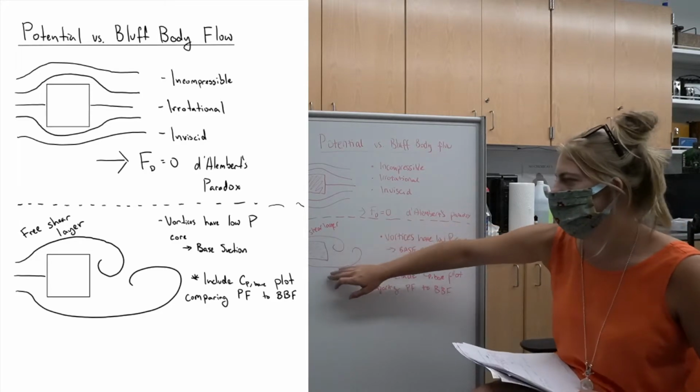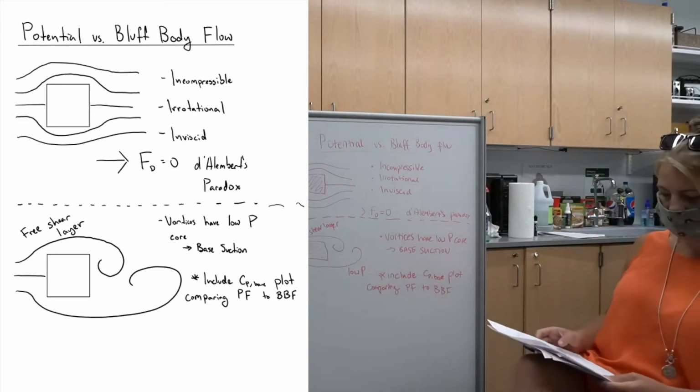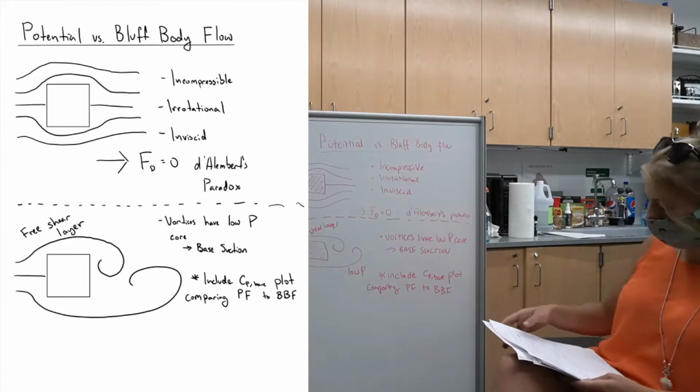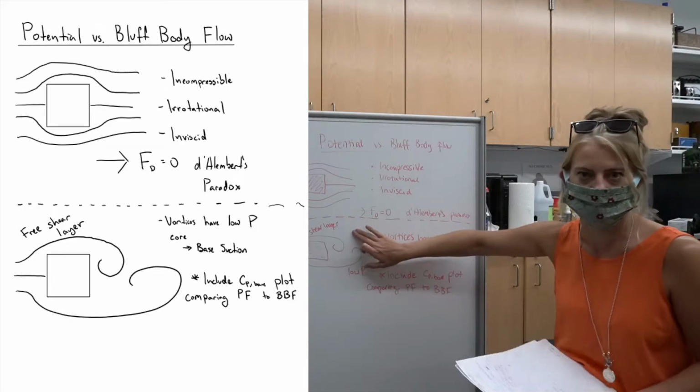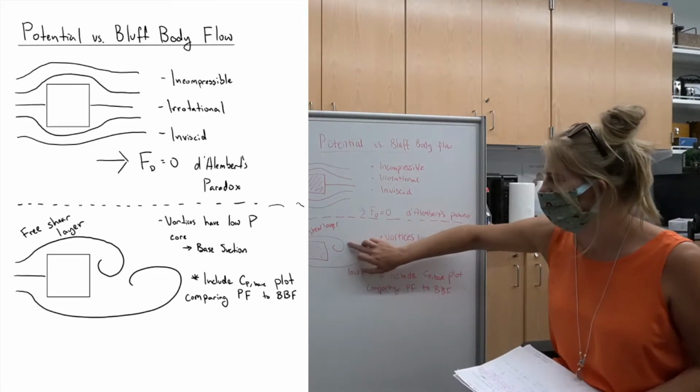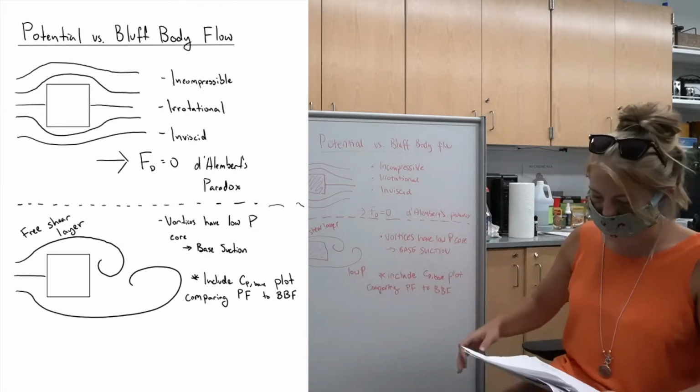Because we have these vortices shedding off the rear of the cylinder, we have fluctuations of the pressure at the back, and as you saw in the lab, the pressure over this rear face is going to be approximately constant.